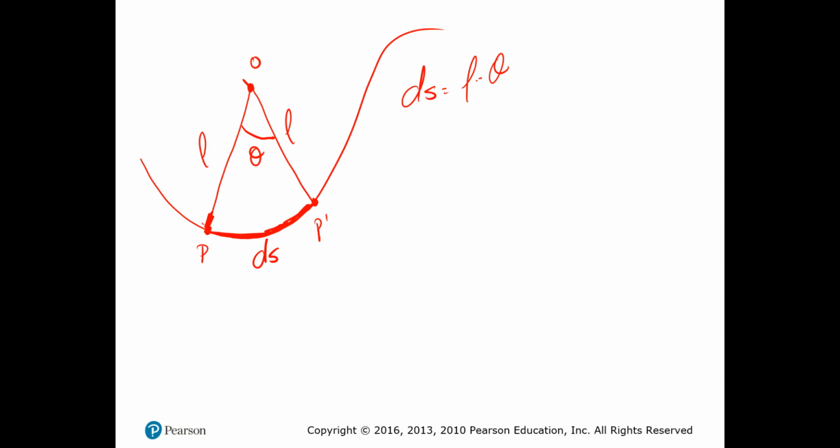Or if I want to leave everything in differentials, I'm going to call that d theta. All right, so far so good. That equation is very needed for position, right? We're just talking position for now. We have from one point to another in order to get that.